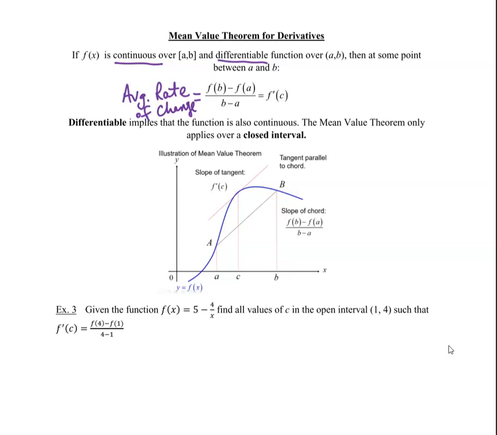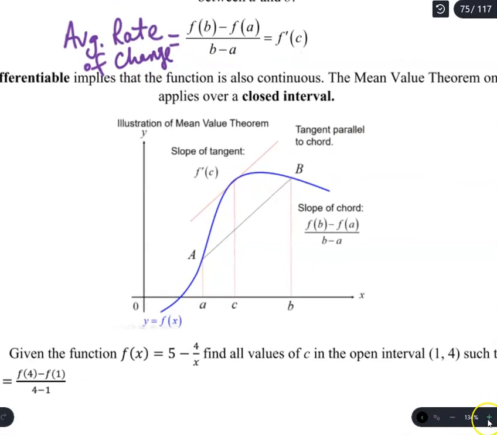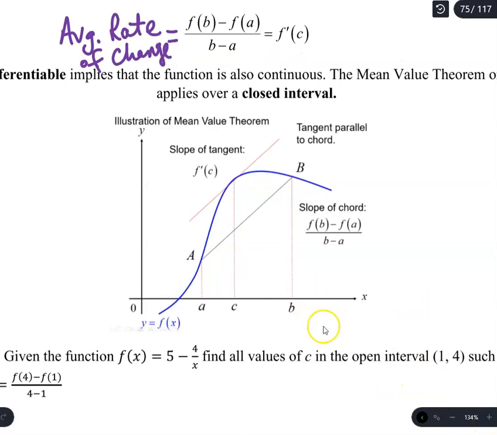Differentiability also implies that the function is continuous. The theorem only applies over a closed interval. All right, so we've mentioned that before. Let's look at a picture of this, and in your notes, I've got an image that I think is kind of helpful here. Let me zoom in a little bit. Let's make sure we're clear on what we're talking about. So we have a function that is continuous and differentiable over the interval of interest.